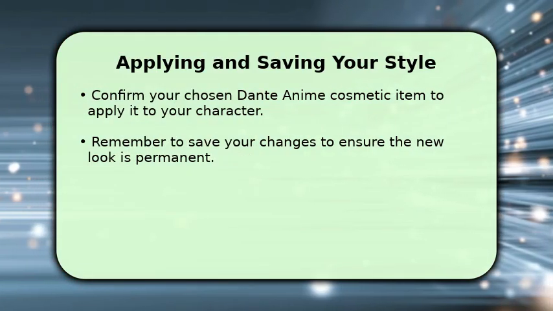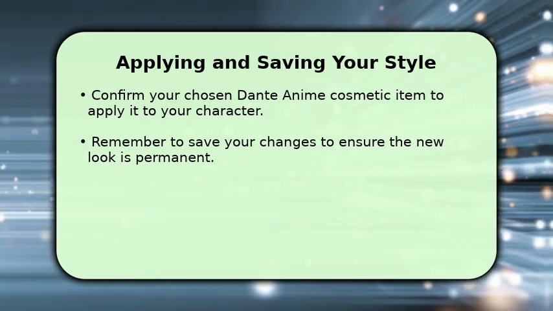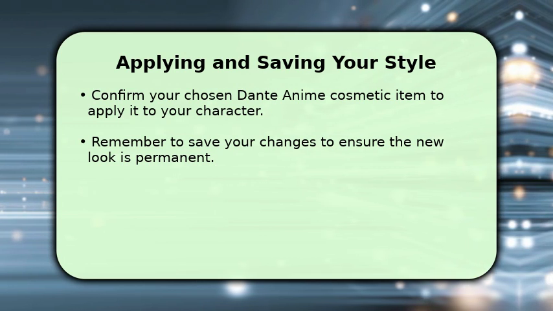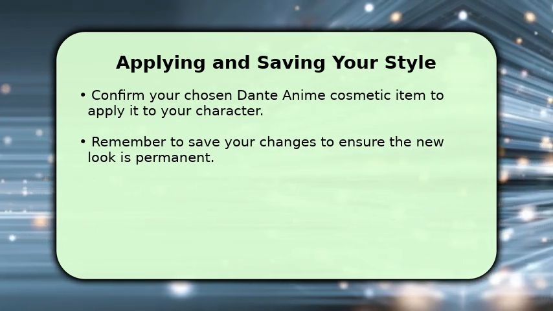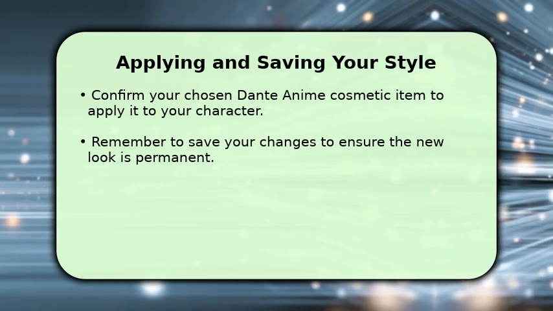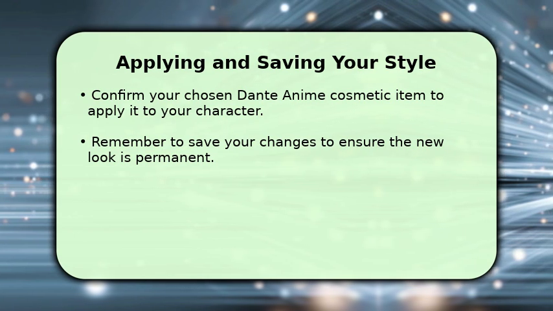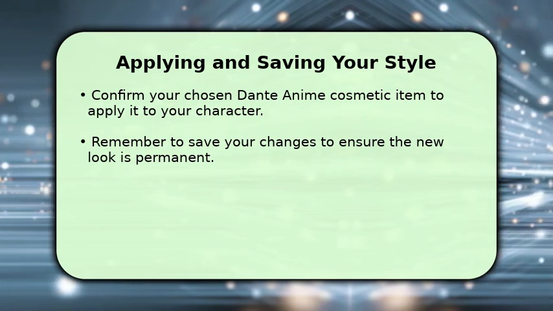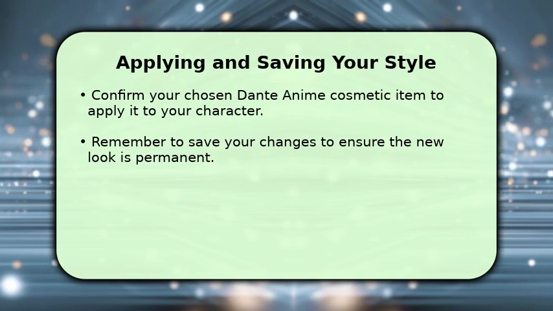Once you have selected your desired Dante Anime cosmetic, simply confirm your choice. This action will apply the item directly to your character. However, it is crucial to remember one final step: saving your changes. Look for a Save or Apply button, often located at the bottom of the screen. Clicking this ensures your new, stylish look is permanently set for future gameplay.